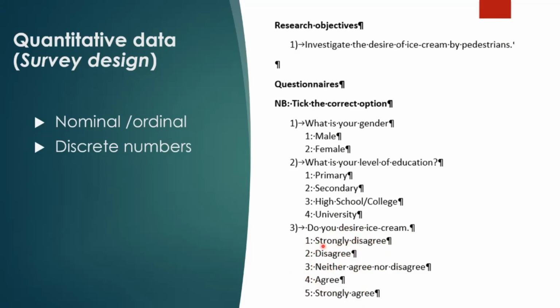Because the response options are in some kind of order, hence we have nominal and ordinal scales. For the demographics, we are going to collect nominal data, because 1 and 2, male and female, there's no order there. So it's just a list. What is your level of education? Primary, secondary, high, university. This one is ordinal data because there's some order from primary to secondary, to high school, to university.